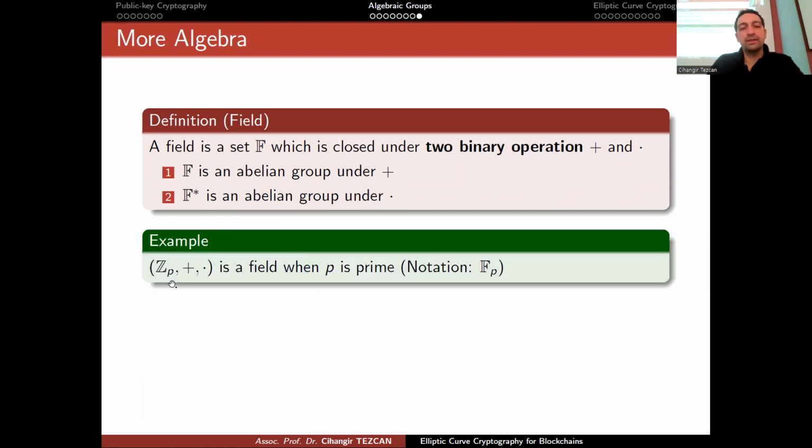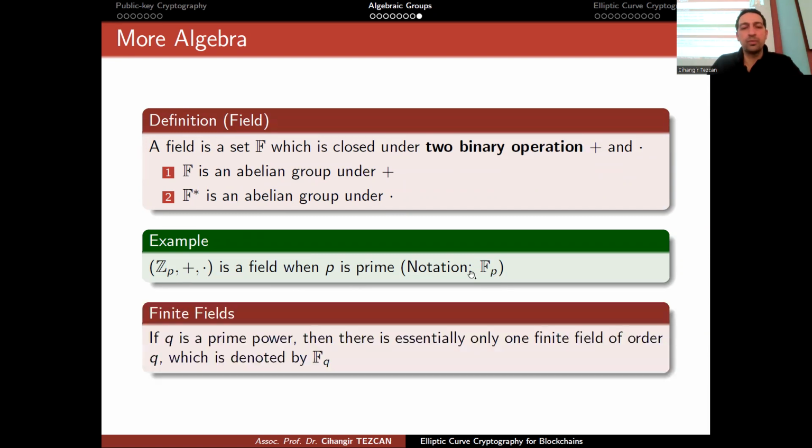So here's an example. If you consider Zp, where p is a prime, with respect to addition and multiplication, this is a field. And most of the time we represent it as Fp. Sometimes people call it Galois field p.